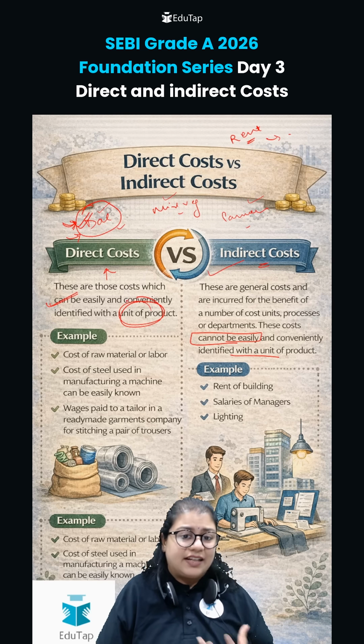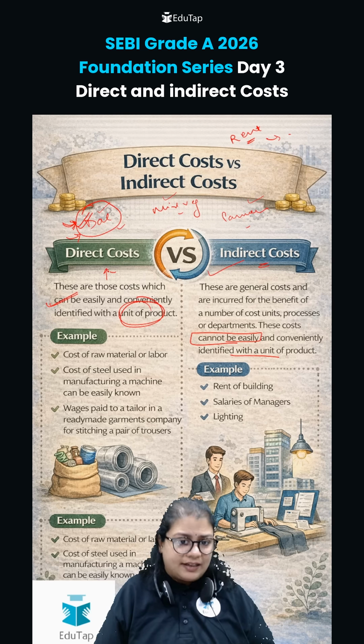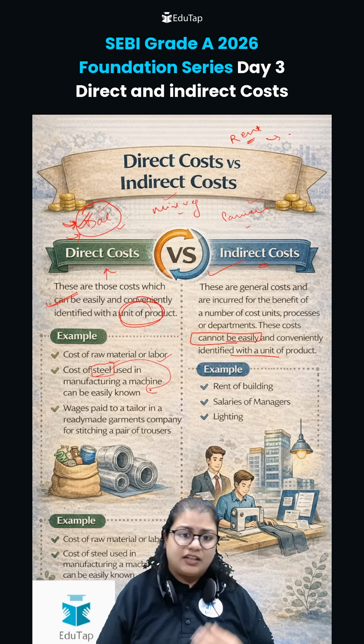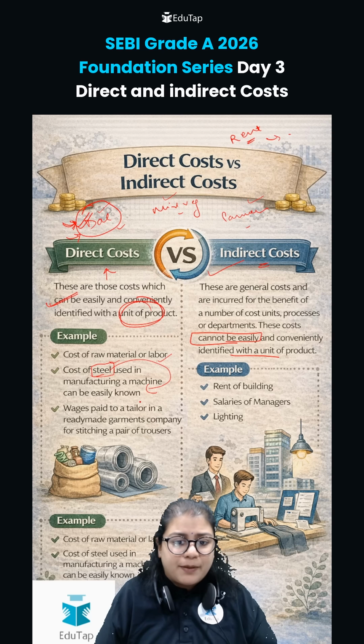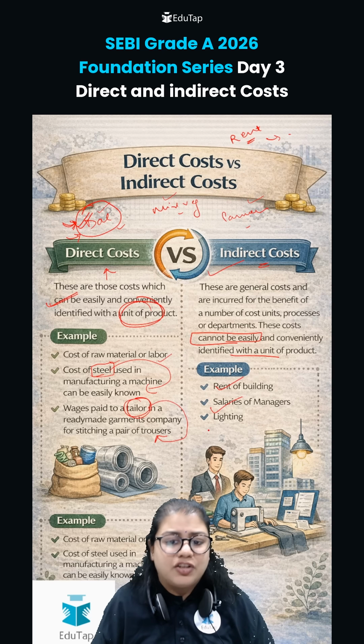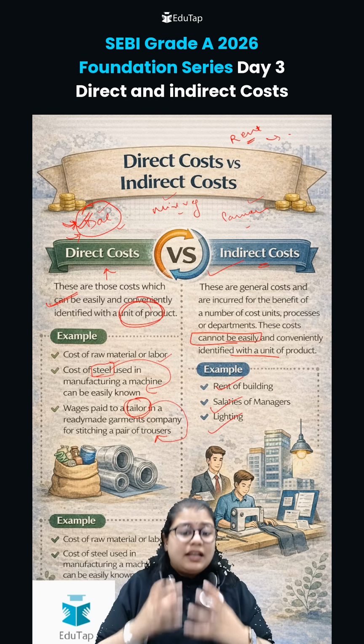Okay, let us see the examples of the direct cost first. Cost of raw material or labor, cost of the steel used to produce a machine, that is also a direct cost. Wages paid to a tailor for stitching a pair of trousers, again a direct cost. But the rent, the salaries of the manager, lighting, that is all an indirect cost.